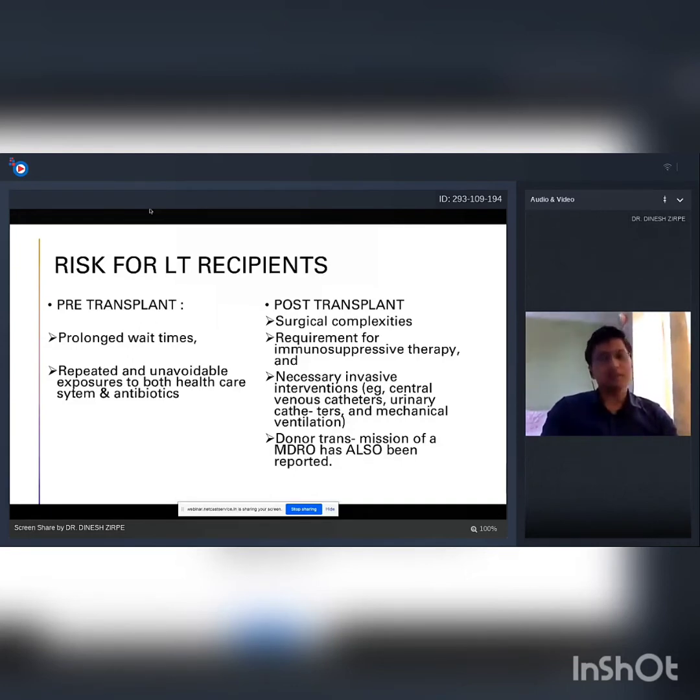And post-transplant, obviously, it's a complex procedure. It requires immunosuppressive therapies, and necessary invasive interventions are also there, like central venous catheters, urinary catheters, mechanical ventilation. And one other important thing is sometimes the donor can also transmit such kinds of bugs. Cadaveric donor: if the cadaver donor is positive, is having sepsis, or his blood culture is showing something, definitely you need to be more careful.